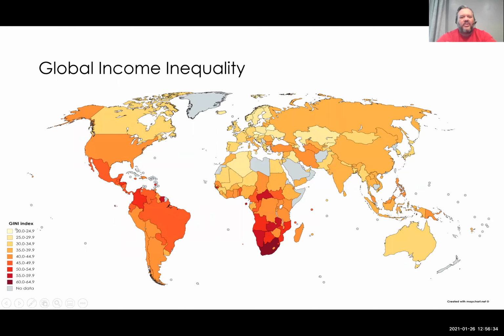Alrighty. And so I also want to show you this map. This is what they call global income inequality. This is just measuring the gap in income between people. And this thing called a Gini index, you'll get this in economics. It's just a way to measure how equal or unequal a society is in terms of income distribution.